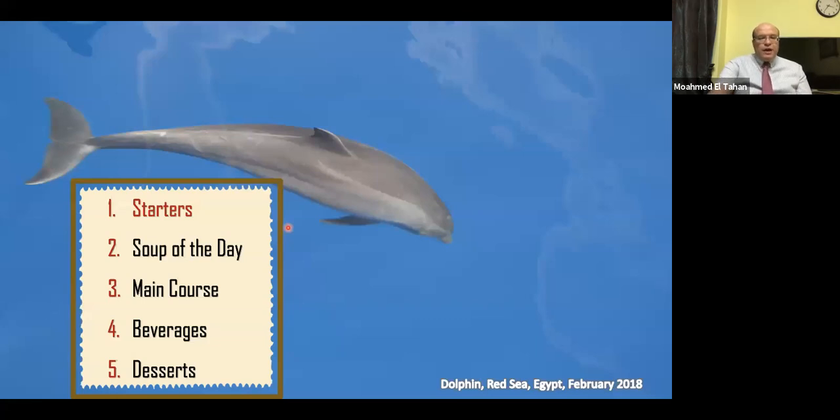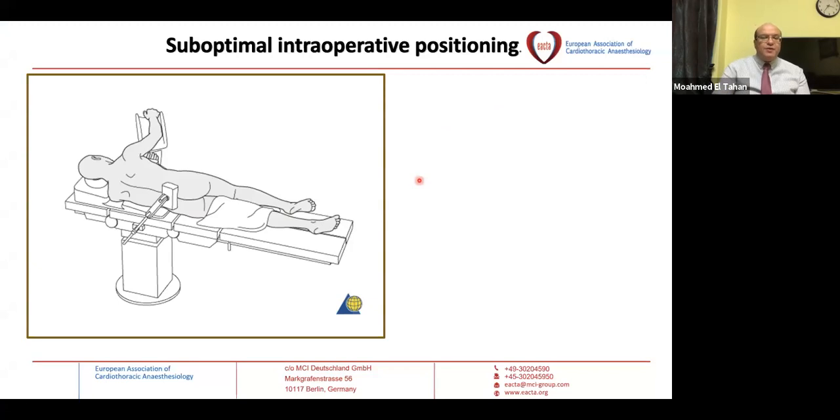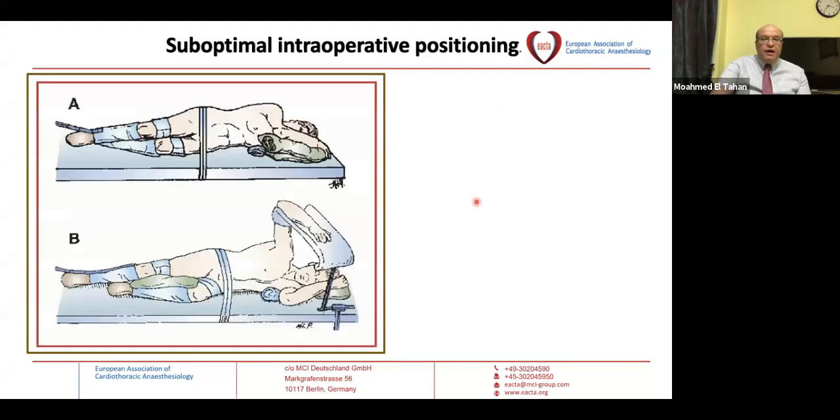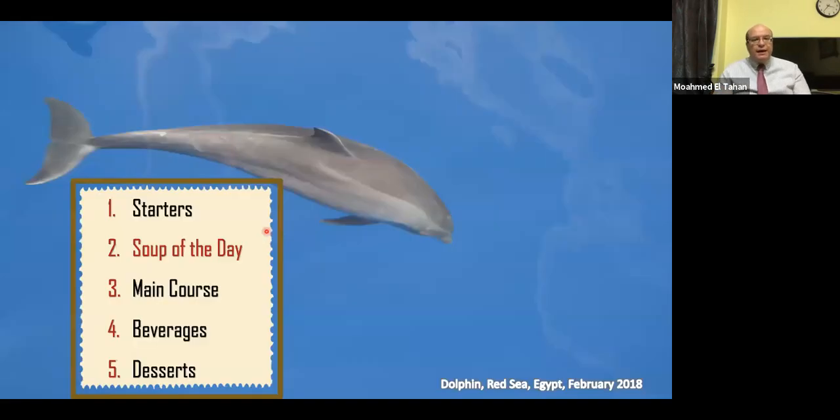We are talking about the starters. We have a problem in suboptimum positioning of the patient, which, as you can see, this is the optimum position in lateral decubitus. And if you have abnormal positioning, this is the suboptimum position as well. Extreme breaking of the table might be associated with nerve injury or might be associated with severe post-operative pain and can induce chronic neuropathic pain as well.